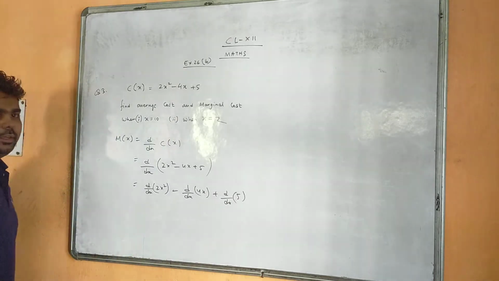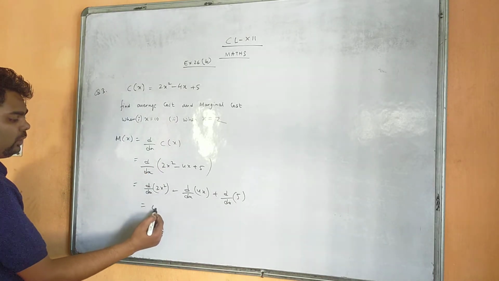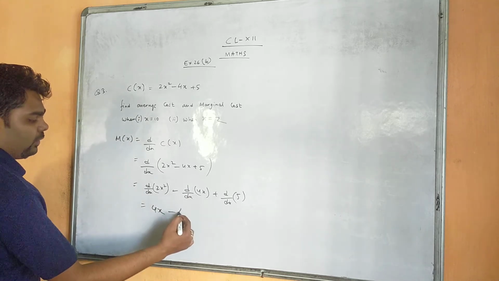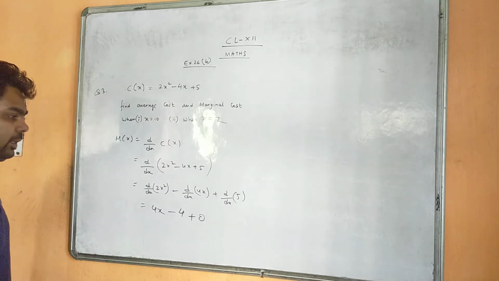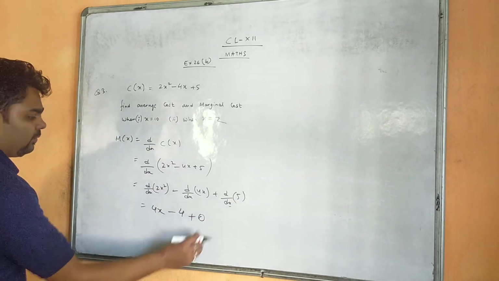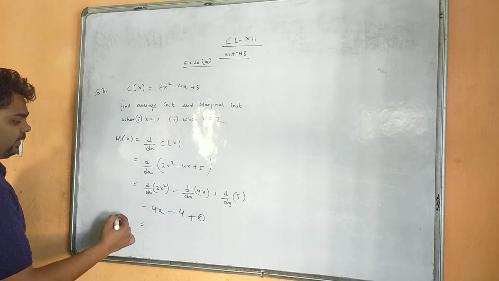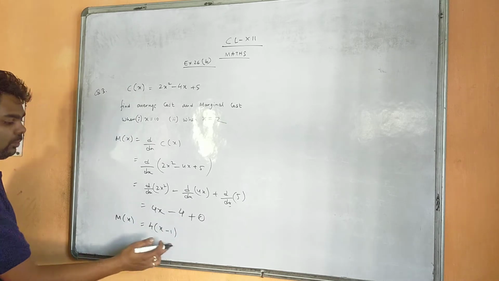So I have separated it here. Now d/dx is applied to 2x squared. d/dx of 2x squared is 2 times 2, so we get 4x. d/dx of 4x is 4, plus d/dx of 5 is 0. 5 is a constant term, right? Here we have x and here we don't have x, so it is constant, so it becomes 0. So what will we get here? Marginal cost we are getting is 4x minus 4. If I take 4 common, 4 times (x minus 1).